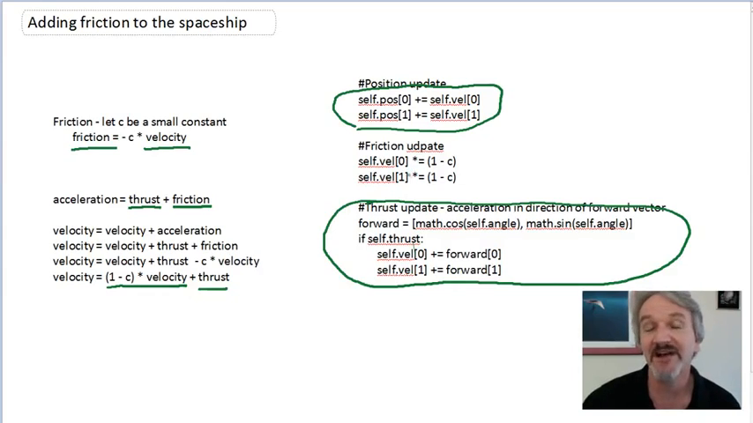So what happens when we provide no acceleration is that friction is going to eventually make the velocity vector go to 0. These three components here form our entire model for how the spaceship should behave.